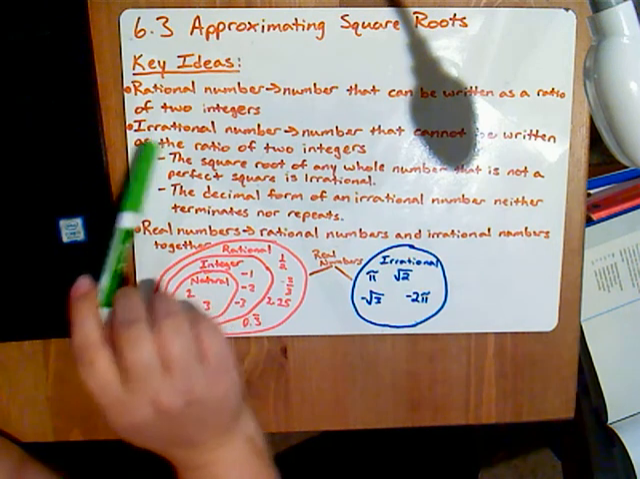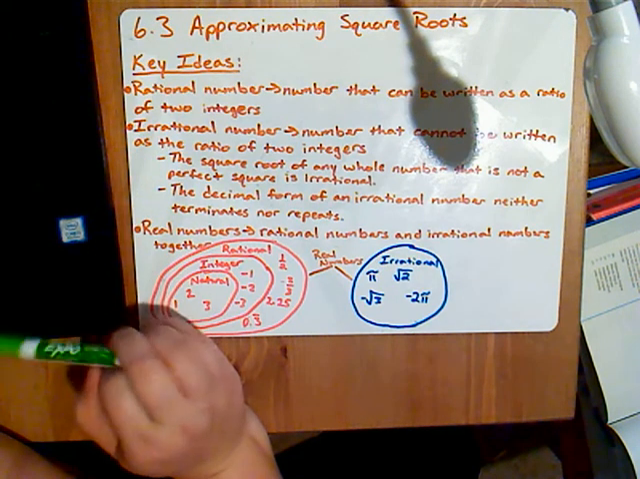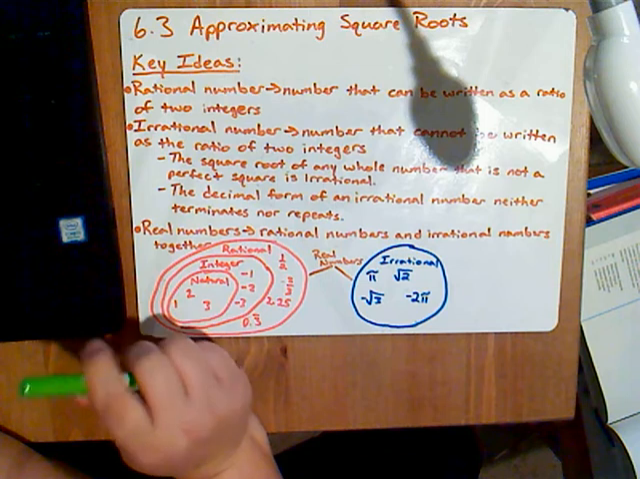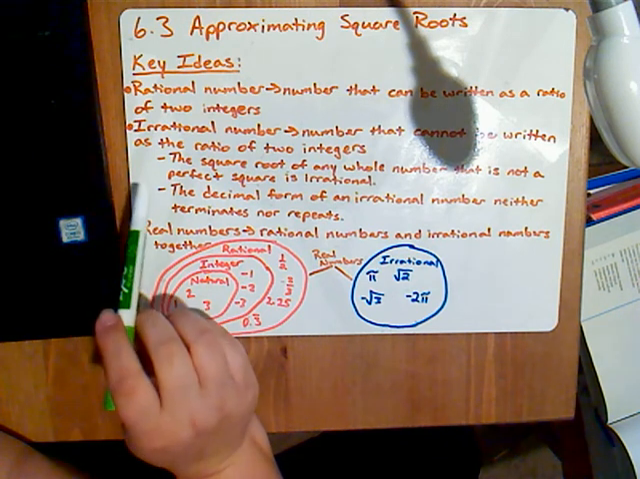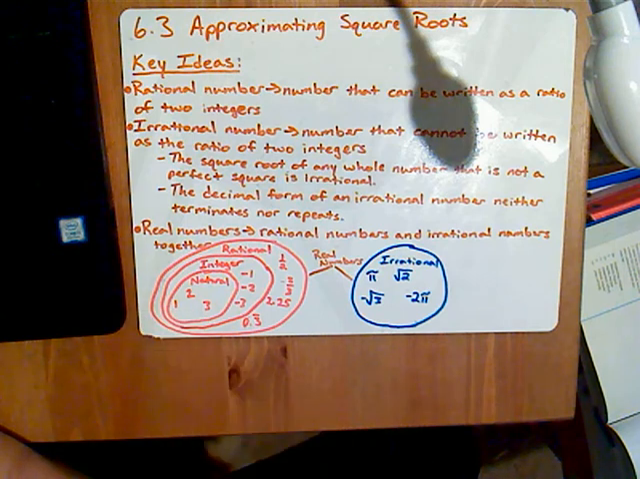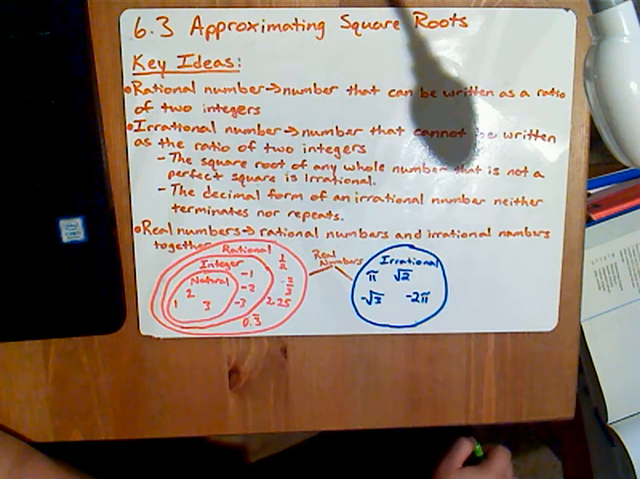So we've got rational numbers, and those are numbers that can be written as a ratio of two integers. Irrational numbers, and those are numbers that cannot be written as the ratio of two integers. So the square root of any whole number that is not a perfect square is irrational, and the decimal form of an irrational number neither terminates nor repeats. So those are some things to remember about irrational numbers.